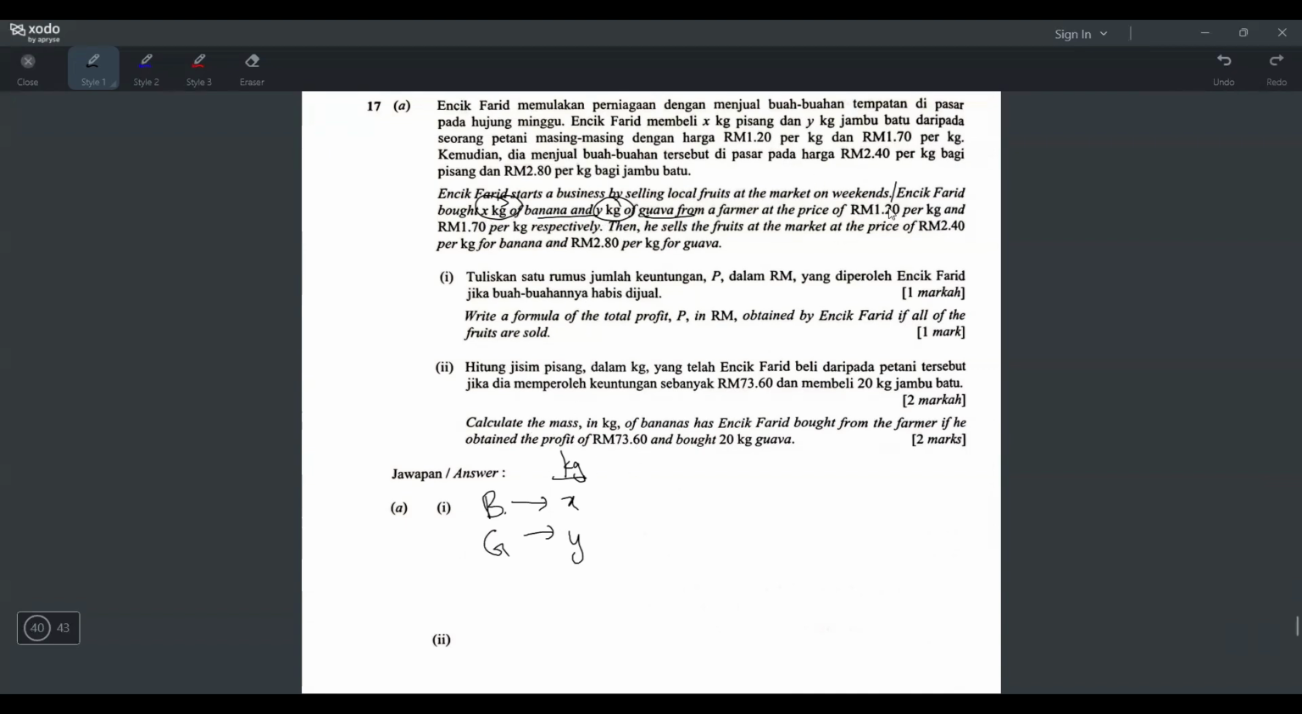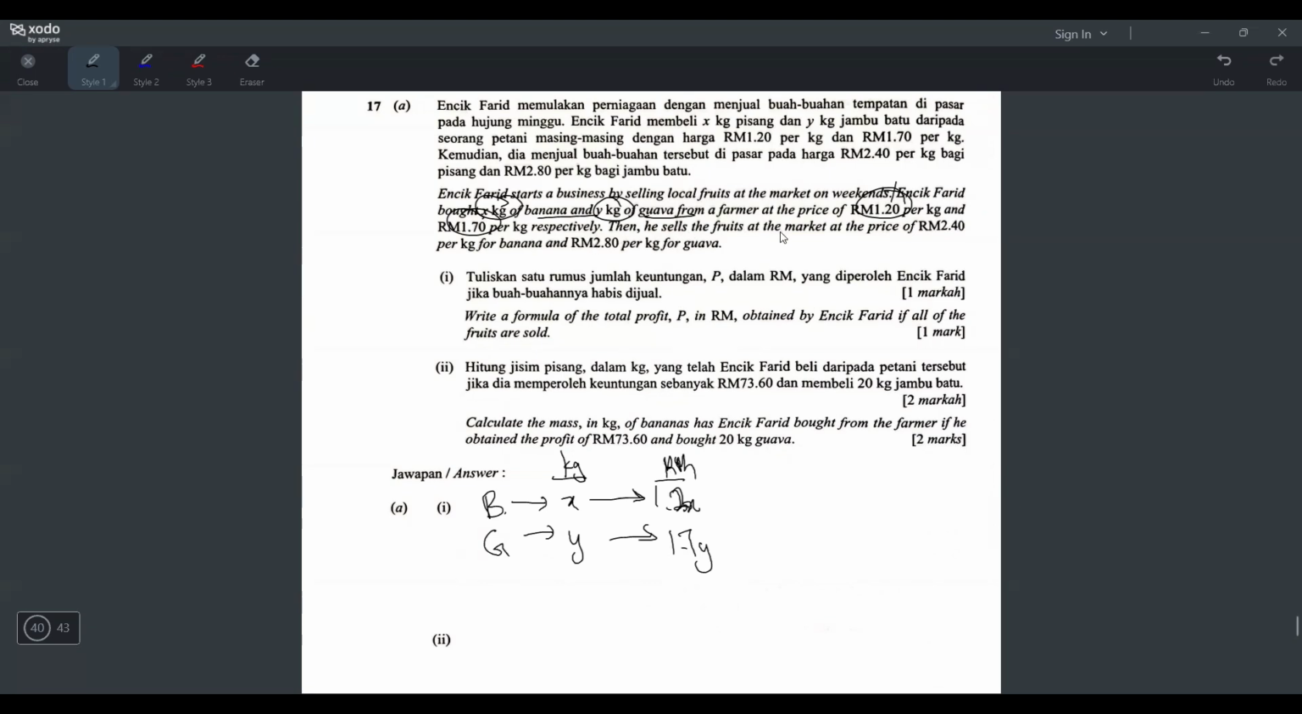Okay, now it says at the price of 1 ringgit 20 cents per kg, 1.7 per kg. So banana, 1 kg, 1 ringgit 20 cents. What if X kg? 1.2 times X. And then for guava, 1 kg price is 1 ringgit 70 cents. So if got Y kg, 1.7Y. And this one, the target will be RM, the price, right?